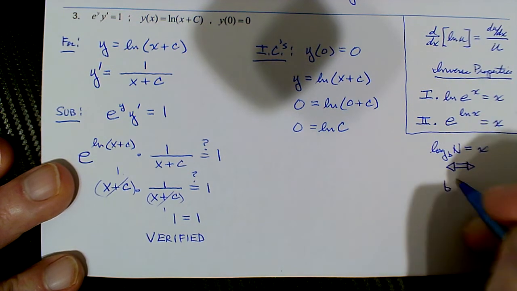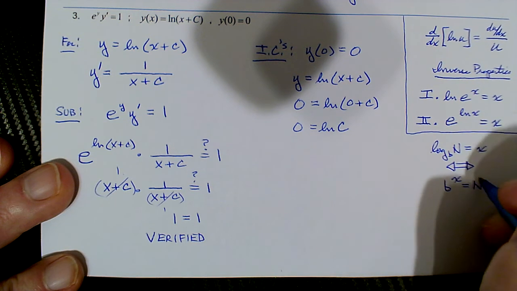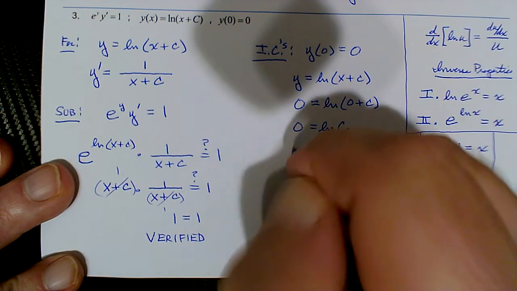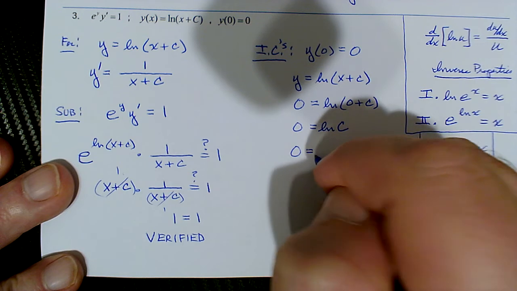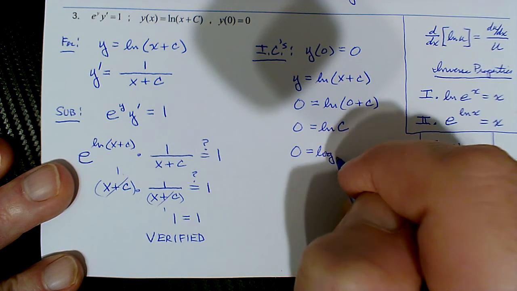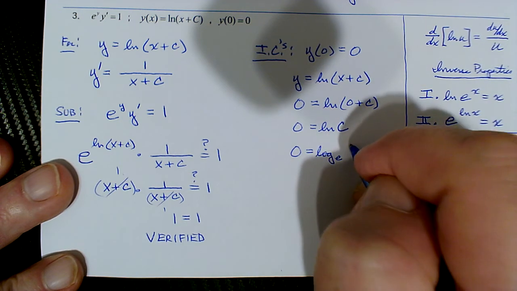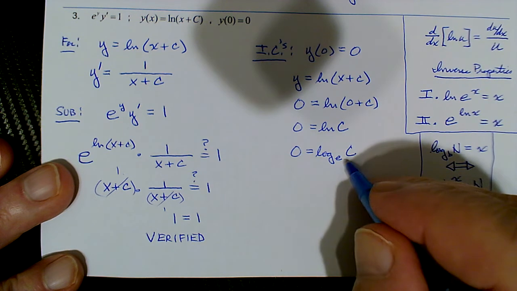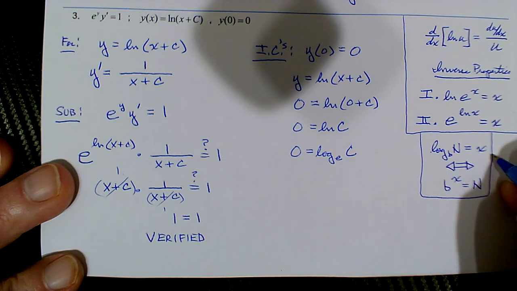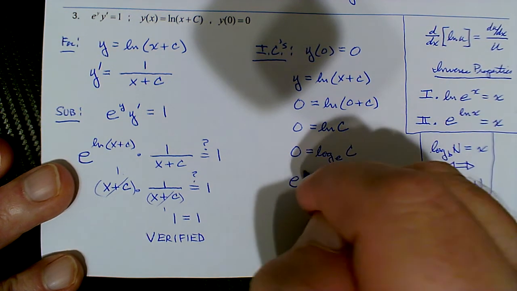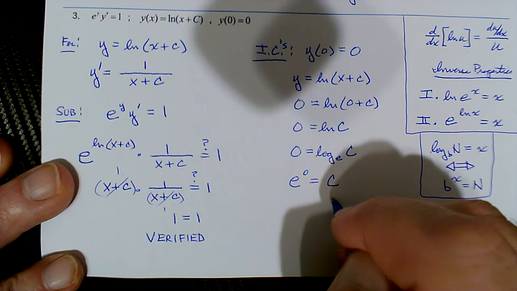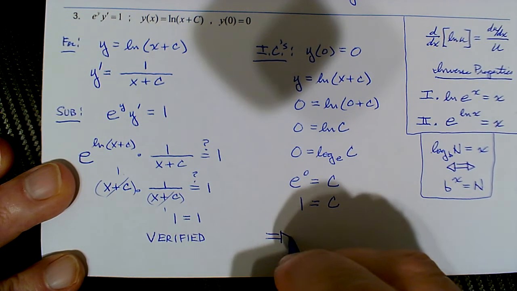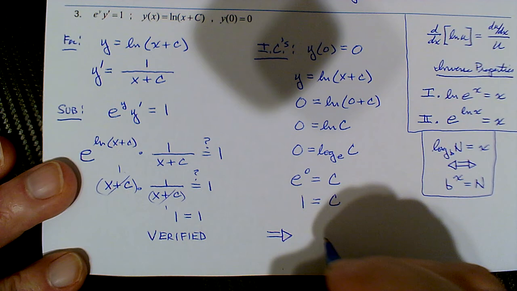So therefore we could say that this is 0 equaling log base e of c, because natural log has a base of e, of course. And then using the definition, e to the 0 must be c, so c is equal to 1. And so then we get the particular solution, y is the natural log of the quantity x plus 1.